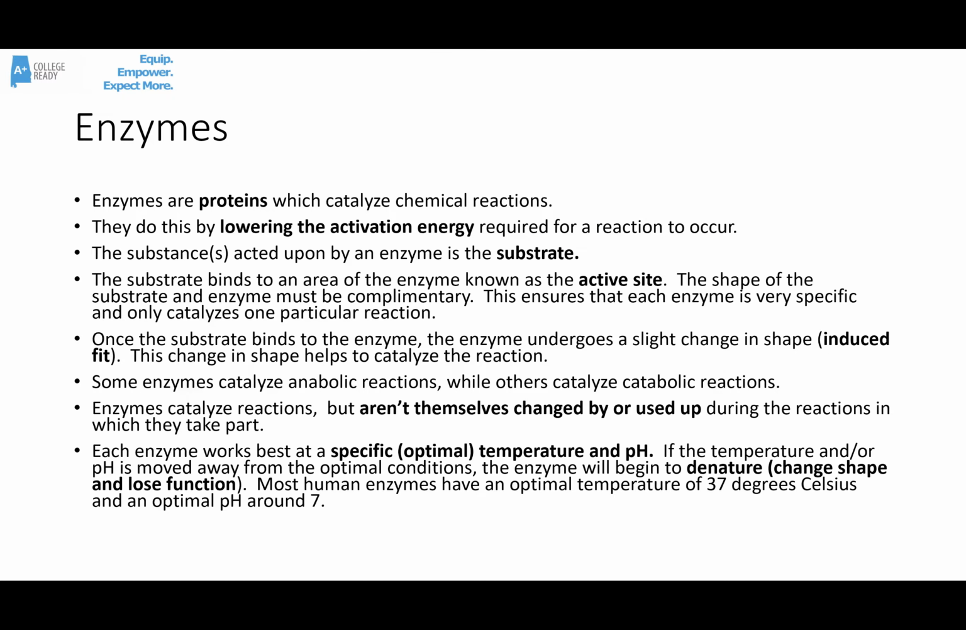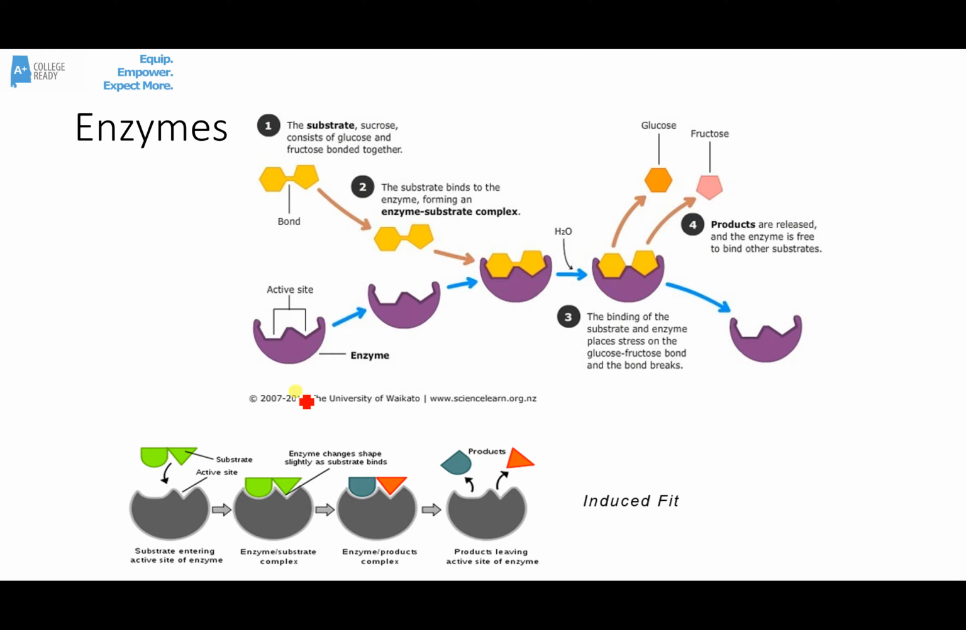So let's talk about enzymes. Enzymes are proteins which catalyze chemical reactions. They do this by lowering the activation energy required for a reaction to happen. Enzymes act on substances called substrates, and the substrates tend to bind to an area on the enzyme known as the active site. And we can see that here. Here's the enzyme. Here's the active site. Notice it has a specific shape. It also has a specific charge. The substrate will fit in there, kind of like a key fits into a lock.